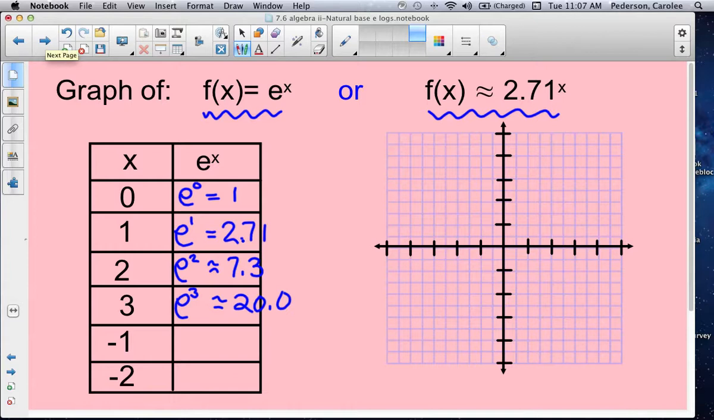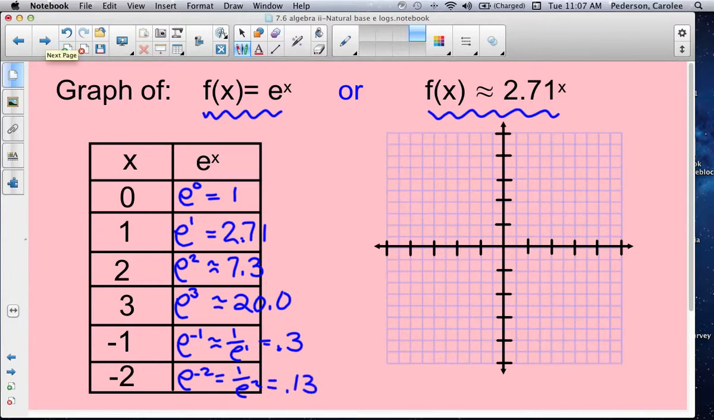20.0. Now let's talk about the two negative numbers here. e to the negative 1, remember, is the same thing as 1 over e to the 1. So 1 over 2.71 is a very small number. It's approximately 0.3. And then e to the negative 2 is the same thing as 1 over e squared. 1 divided by e squared is an even smaller number, 0.13.